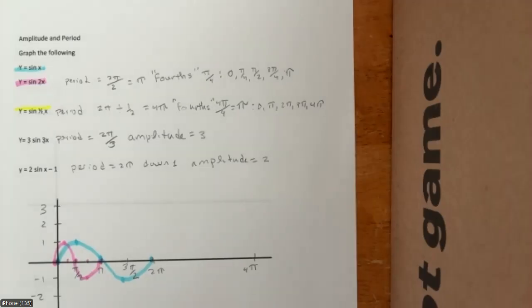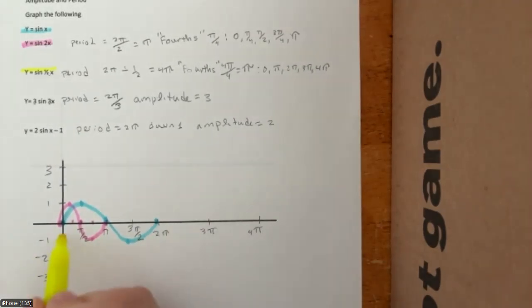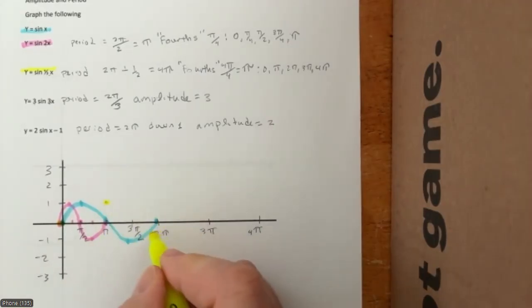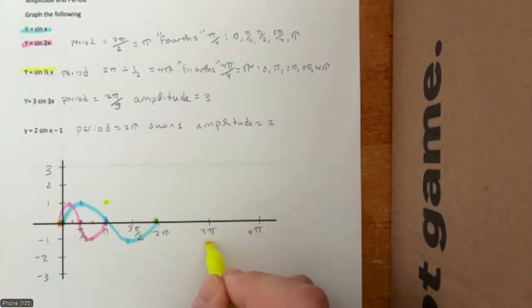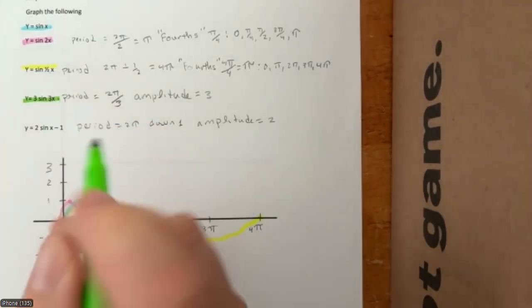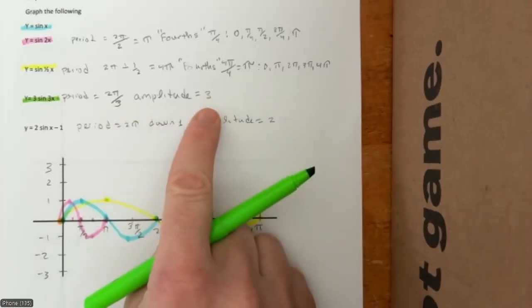So we'll do this one in yellow. So I have 1 pi, 2 pi, 3 pi, 4 pi, and we'll start at a middle. And my amplitude is still 1. Peak, midline, valley, midline. So it looks like this. Great. Now let's move on to 3 sine of 3x. So the period is different and the amplitude is different.